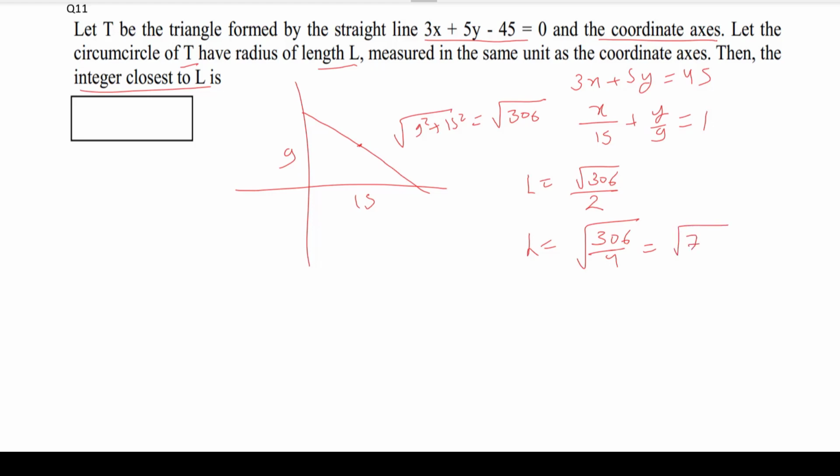That will be approximately 17.5 divided by 2, which is about 8.75, and that will be closest to 9. So our answer will be 9.